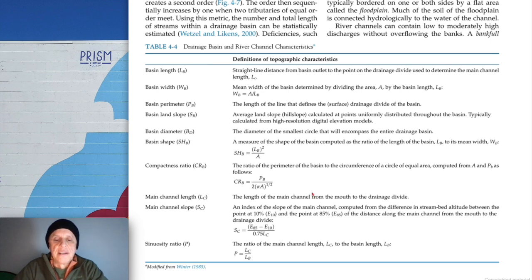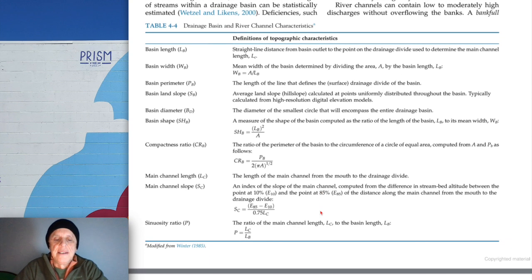Main channel length is the length of the main channel from the mouth to the drainage divide. We also have the main channel slope, S sub C, and the sinuosity ratio, which is the ratio of the main channel length, L sub C, to the basin length, L sub B.